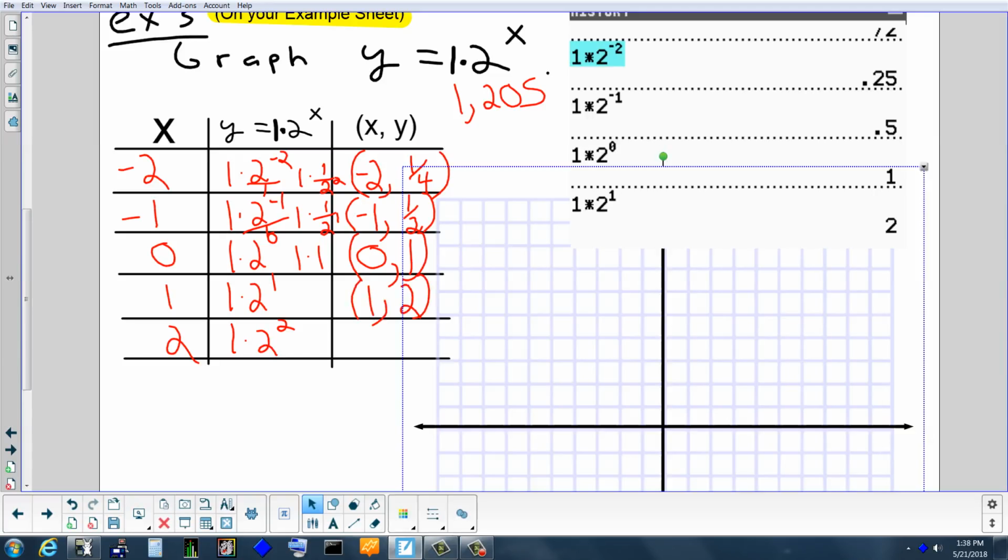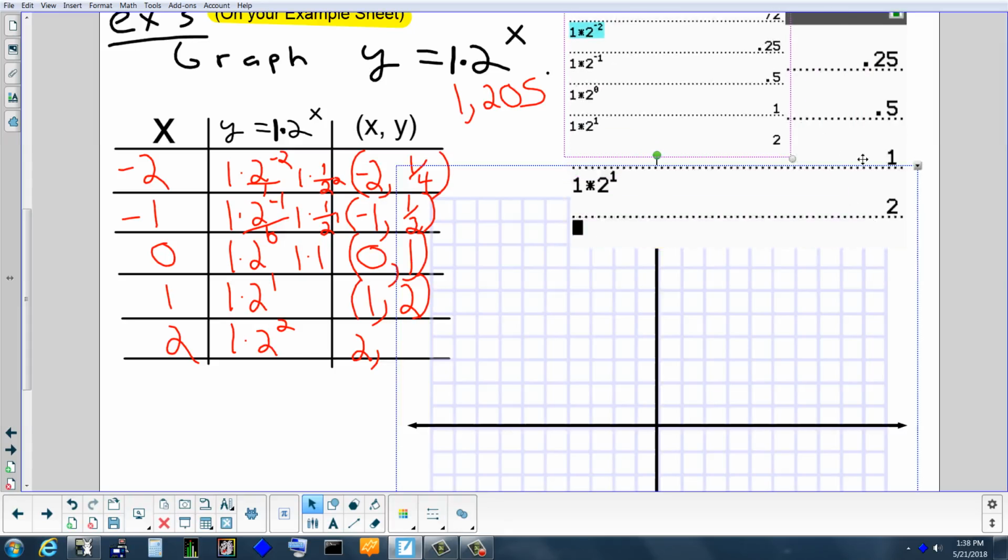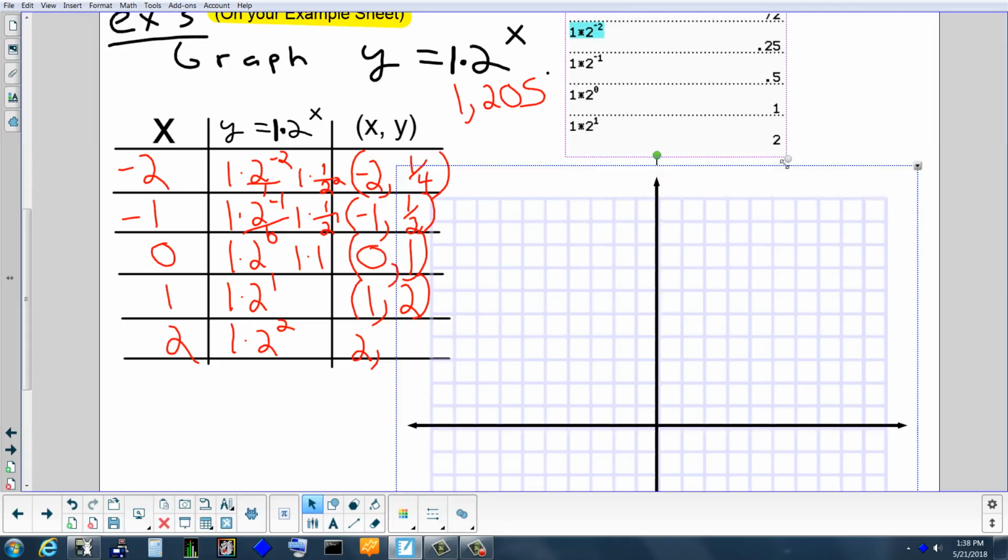One more. I got an x value of 2. Someone tell me for this one, what's my y value going to be? Yeah, 2 times 2 is 4. Now, if that was 2 to the third power, don't say 6. It's 2 times 2 times 2. You luck out here because you can do it as 2 times 2, but this will be 4.